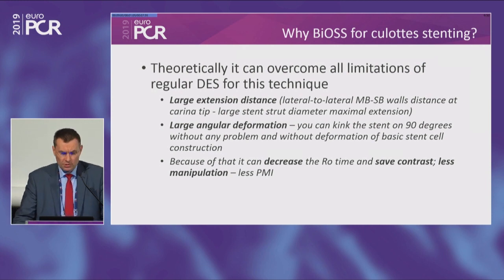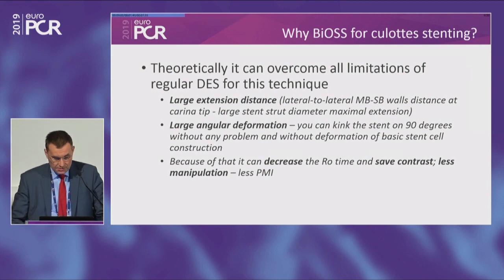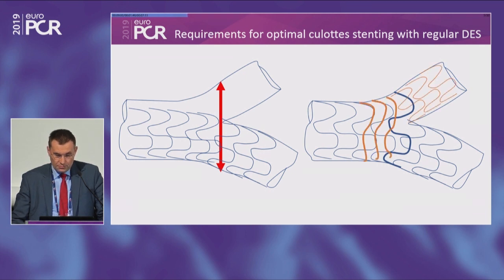Why BiOSS for culotte stenting? It permits covering a large extension distance. This is the lateral-to-lateral main branch to side branch wall distance at the carina tip, for which it is very difficult to achieve such a huge expansion of regular stent struts. It permits a large angular deformation. Practically, you can kink the stent at 90 degrees and expand it, and this is not a problem. Because of these two points, it saves fluoroscopy time and contrast, and shortens the procedure. This is what usually happens when you perform a culotte with regular stents, and if there is a big mismatch between the size of the side branch and main branch, there is a possibility of not covering the carina well.